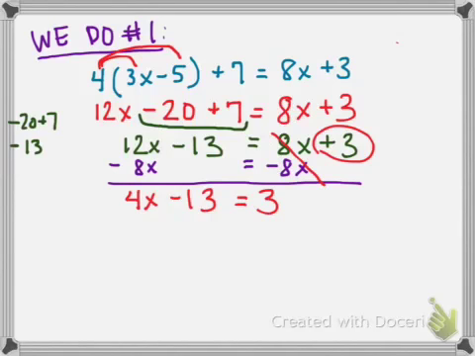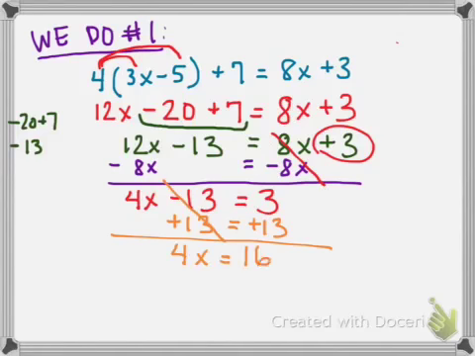So now I can just see that I have to get rid of my constant by using inverse operations. So I add 13 to both sides. On my left side, these cancel out. I'm left with 4x equals 16. Lastly, I'm going to divide by my coefficient because remember I want to isolate x. So I divide both sides by 4. I get x equals 4.